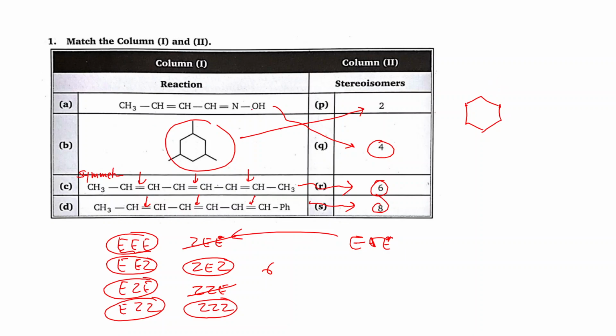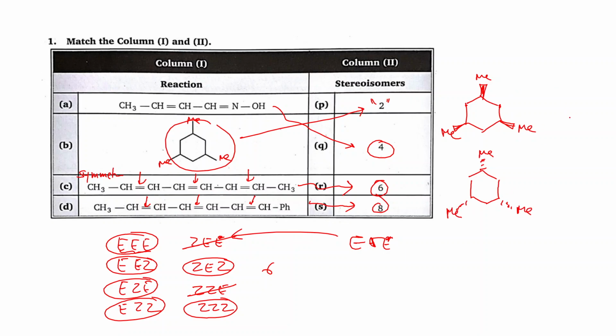So what they are thinking when they write 2 is that they are counting geometrical isomers, not the optical isomers. Here there could be optical isomers also. You have these 3 methyl groups, and you can understand that these carbons are tetrahedral. So you can have all 3 methyl groups on the same side, the up side of the ring. You can also have all of them on the down side of the ring.